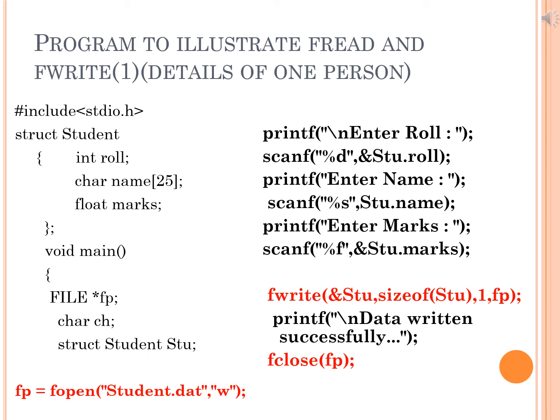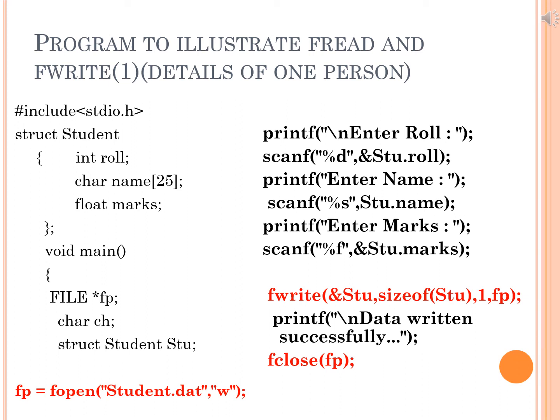From the keyboard console input, you read the roll number, the name, and the marks: stu.roll, stu.name, stu.marks, into the student structure, like the usual structure programs that you have seen. Now you write that particular structure onto the file using fwrite. So fwrite had 4 parameters.